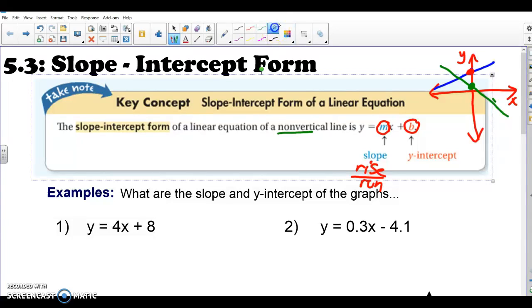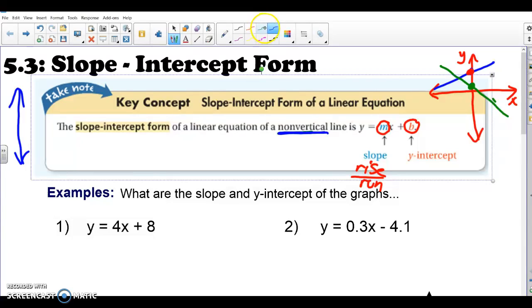Now we need to specify that it's a non-vertical line just because we are going to be talking about functions. And remember, a vertical line would not pass the vertical line test, so we're not going to include that. Now we're going to move on to some examples so we're able to identify what the slope and y-intercept are.